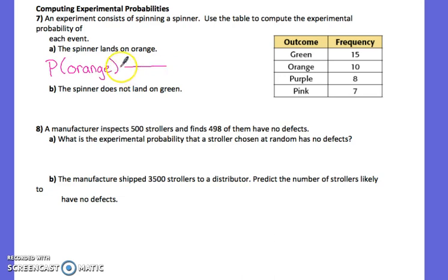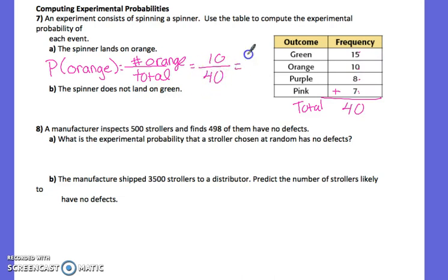It would equal the number of orange over your total. So there are 10 orange. In my total times that I spun, I'd have to add all these up to get the total. 10 plus 15 is 25. 7 plus 8 is 15. 25 plus 15 is 40. So I'm going to get 10 over 40, which simplifies to 1/4, which is 25%.